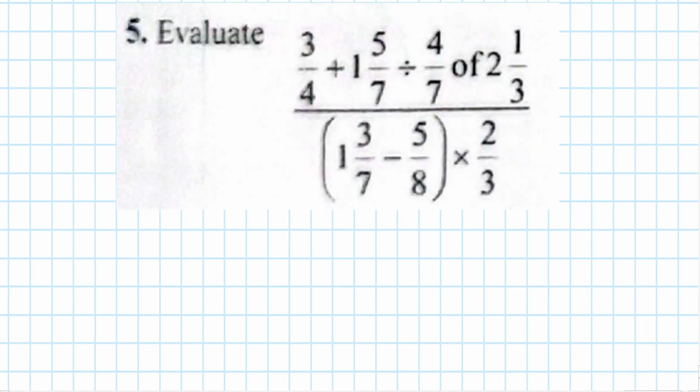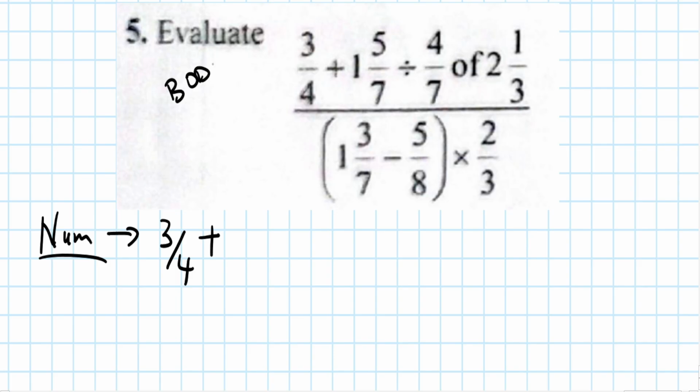Evaluate 3 over 4 plus 1 5 over 7 divided by 4 over 7 of 2 1 over 3, all over 1 3 over 7 minus 5 over 8 times 2 over 3. Again, numerator then denominator. The numerator is quite large, by the way. Since it's BODMAS and we don't have brackets, we start with "of" at the numerator.